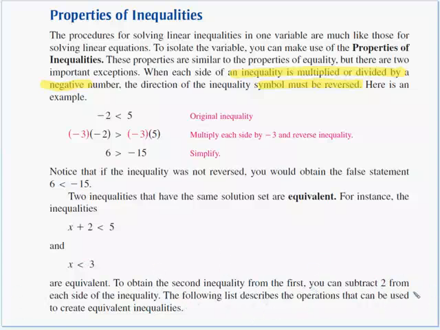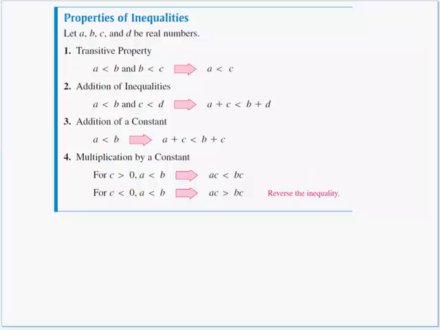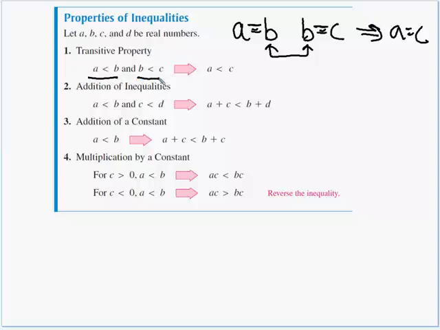The following list describes operations that can be used to create these equivalent inequalities. And again, these are just the same as the equality ones, except for the very last one. The transitive property. Transitive property of equalities was if A is equal to B and B is equal to C, then A is equal to C. We used B as a bridge. And that worked with the equal signs, and it also works with less than signs or greater than signs. So if A is less than B and B is less than C, of course, A is going to be less than C.